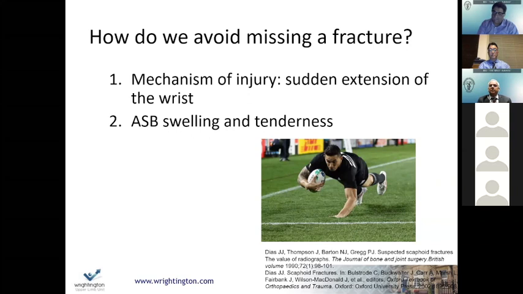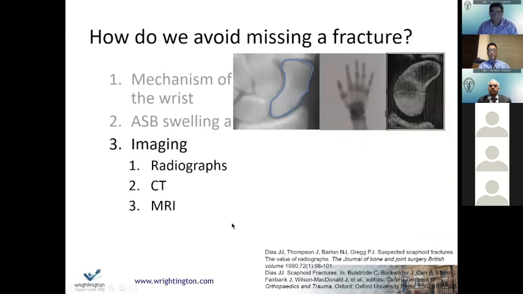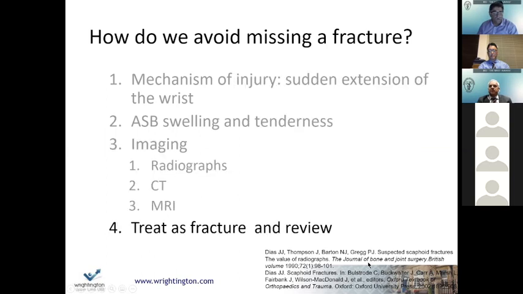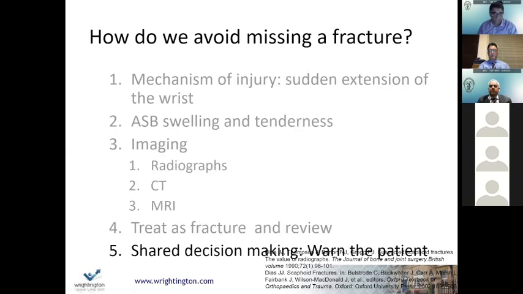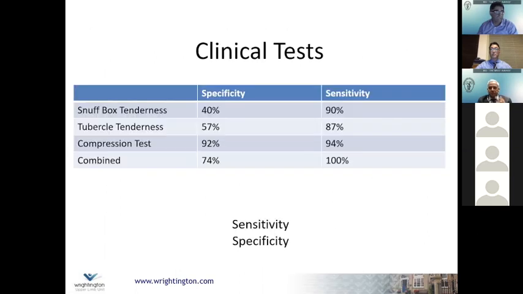Compare this against a relatively minor injury, and we need to keep this in mind when we make our diagnosis. Presence of anatomical snuffbox tenderness and issues surrounding the various tests we'll come to later. We will look at various issues surrounding imaging, how we go about treating the fracture and review patients, and most importantly, the issues surrounding shared decision-making with the patient, because you enter this area of uncertainty. With the best will in the world, with the best surgeon in the world, there are still cases where we don't manage to have a desired result. So let's look at the various clinical tests and see how good they are.